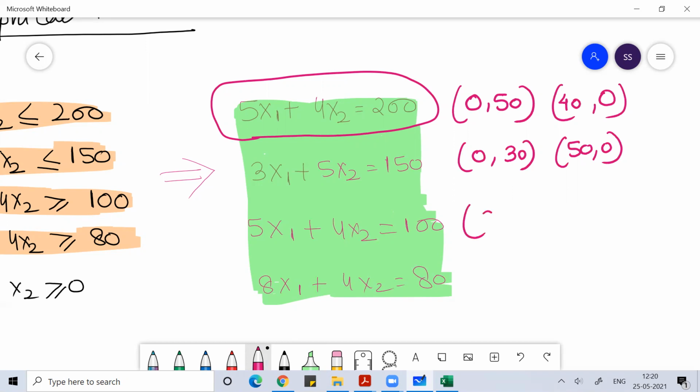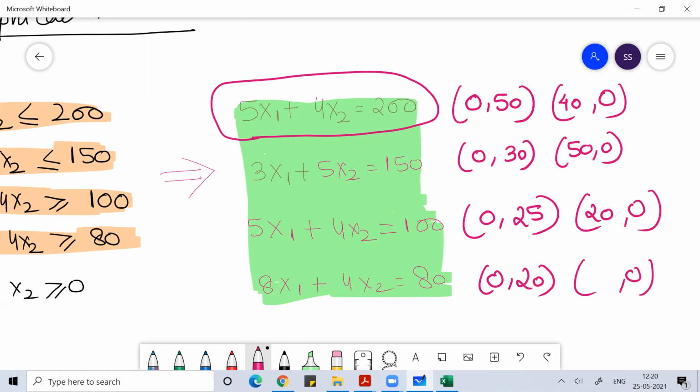So if x1 is 0, then x2 is equal to 25, and if x2 is 0, then x1 is equal to 20. Then here, if x1 is 0, then x2 is equal to 20. If x2 is 0, then x1 is equal to 10. So find these points very easily. Let me know if you have any doubt in this.